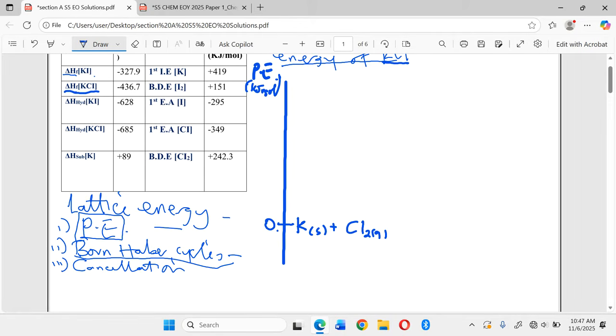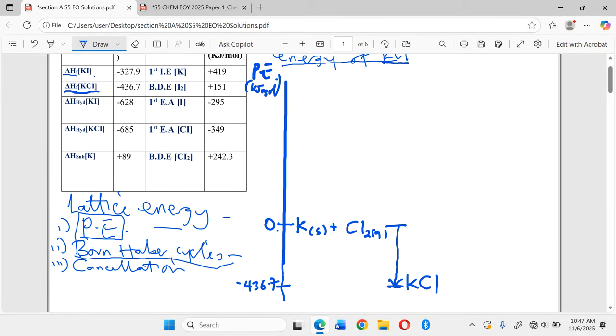The energy change for formation of potassium chloride is negative 436.7. If it is negative, it will come down here, on the negative side. So if we put our result up to here, that is where we have our product, which is potassium chloride.